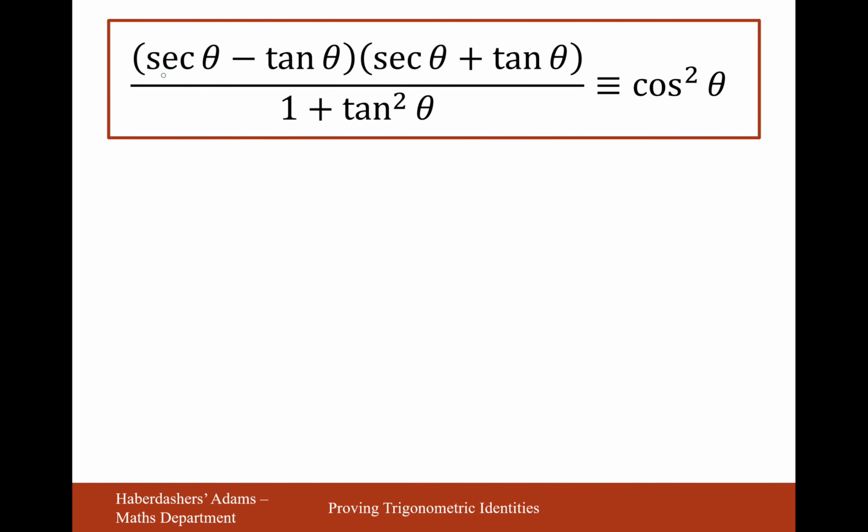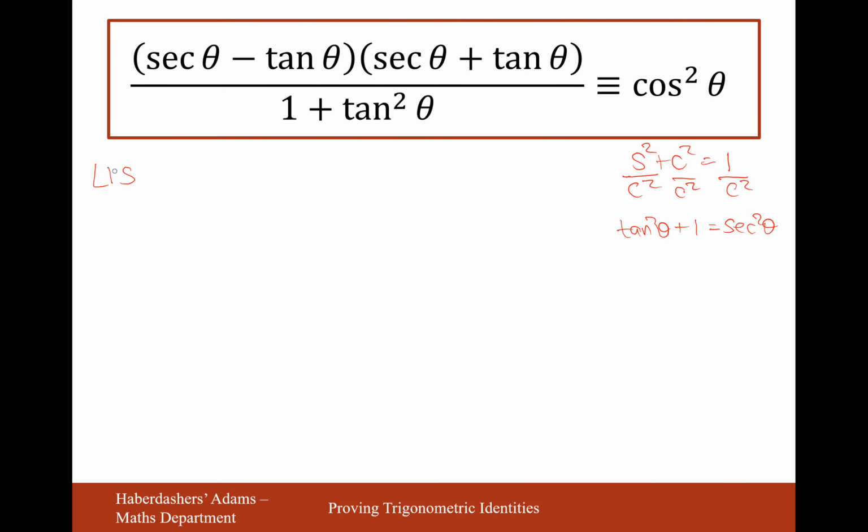Right then, here we have sec theta minus tan theta times sec theta plus tan theta over 1 plus tan squared. Now there's an identity to do with sec, tan and 1. Let's just figure out what it is. It's sine squared plus cos squared equals 1. That's the base identity. But then if we divide all this by cos squared, then we get tan squared theta plus 1 equals sec squared theta. So I know on the denominator here I could simplify that to sec squared theta.